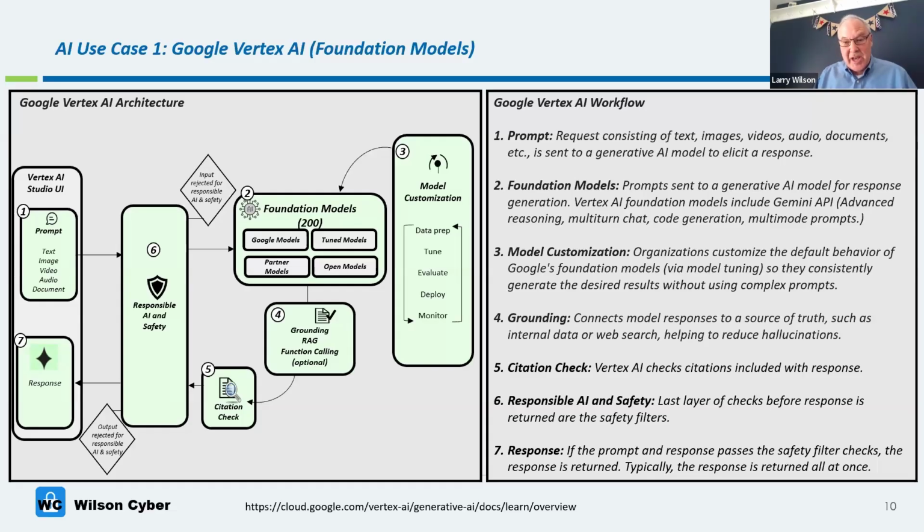We also do a citation check. Vertex AI checks citations, then the responsible safety layer, and then the response. The prompt and response pass the filter checks. The response is then returned to the requester.